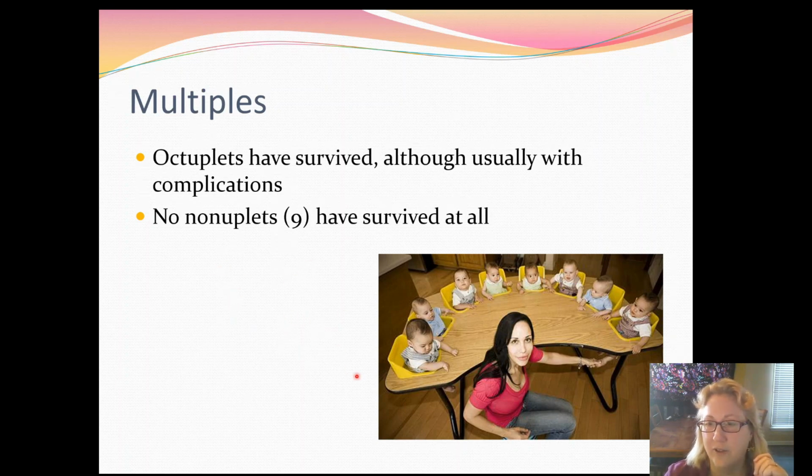This is Natalie Suleiman. She's probably the most famous individual who has multiple babies. Her doctor actually lost his medical license because of implanting 8 embryos into her. Most states now have laws regulating how many embryos can be implanted just to avoid a situation like this, which is very dangerous both for the babies and for the mother.